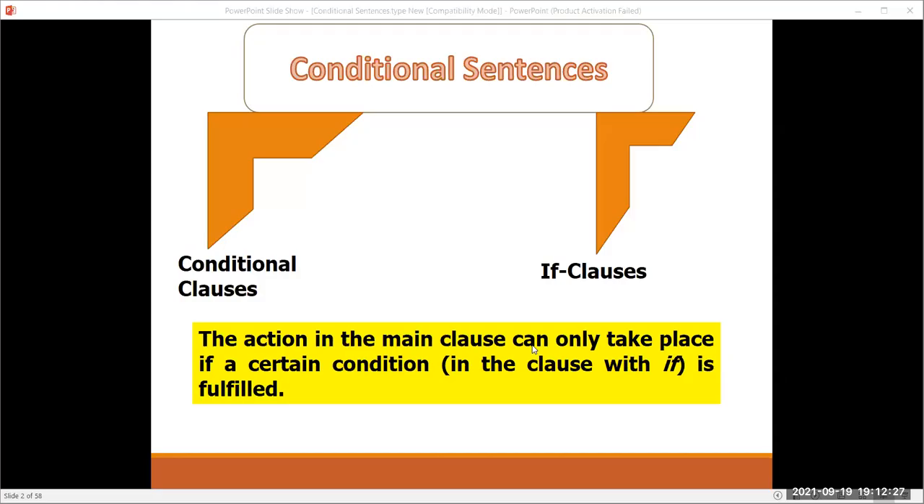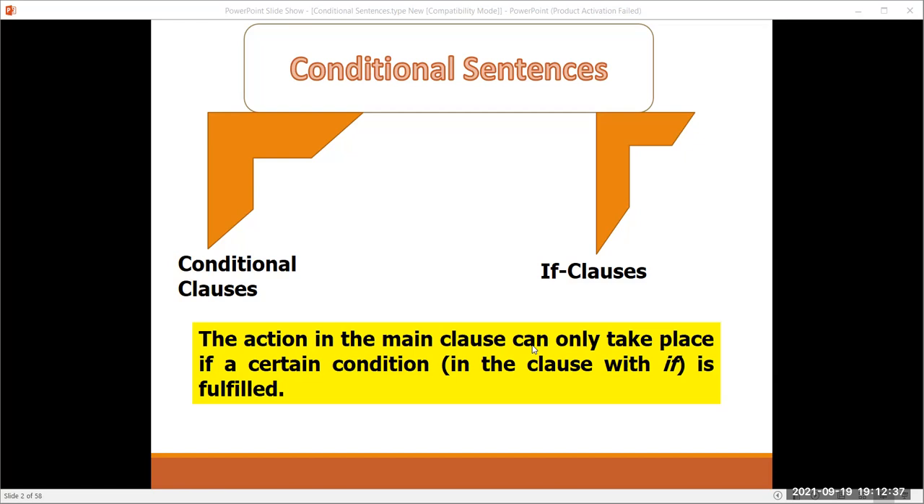Today we are going to talk about conditional sentences. Conditional sentences can be divided into two types as far as their starting is concerned. One is the condition clause and there is the if clause. So one conditional sentence has basically two clauses.